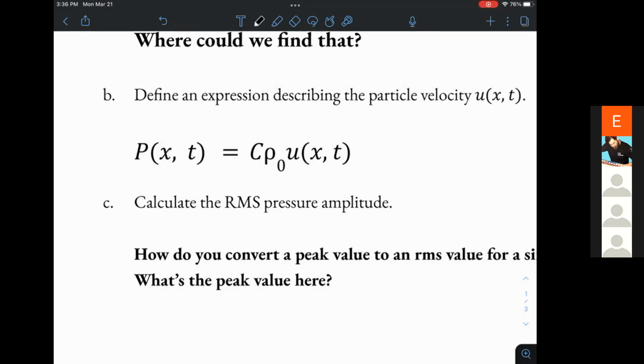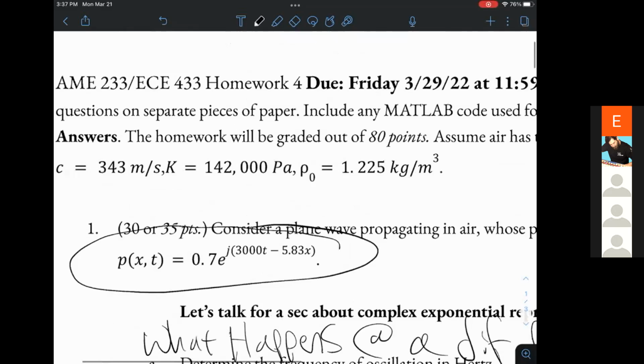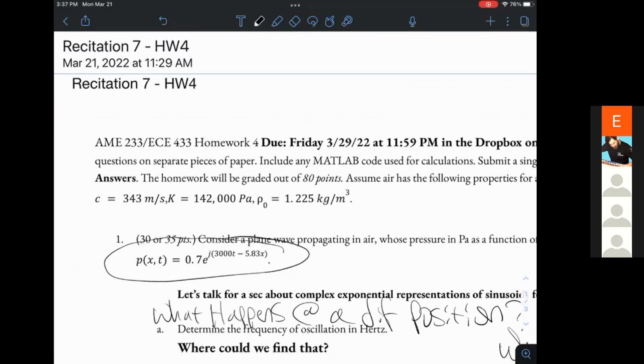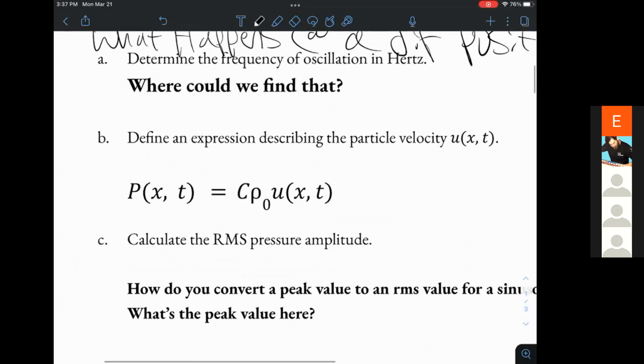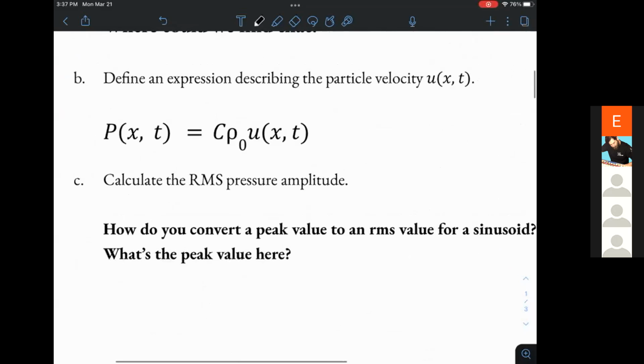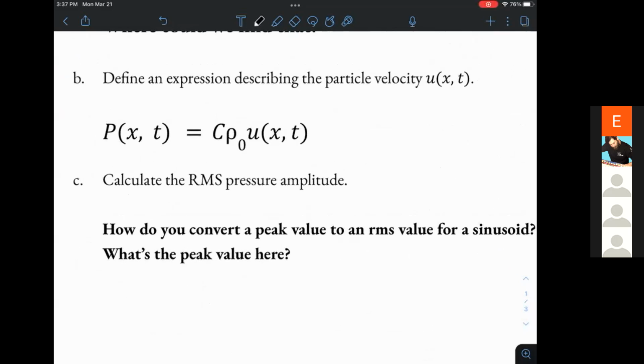It's the, what is it? Yeah, that's it. Propagation speed. Thank you. Propagation speed times rho zero. And we have those just right up here in the question. Plug those in, divide by those two things where you need to, and you're done. Cool? Easy peasy.